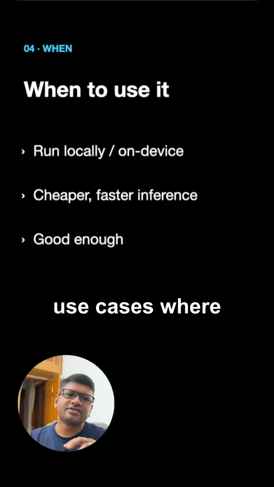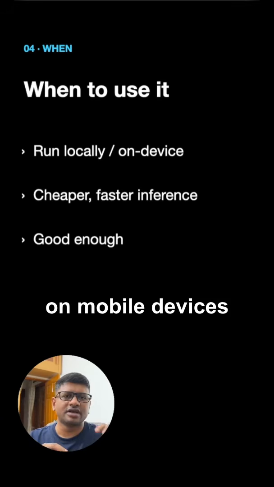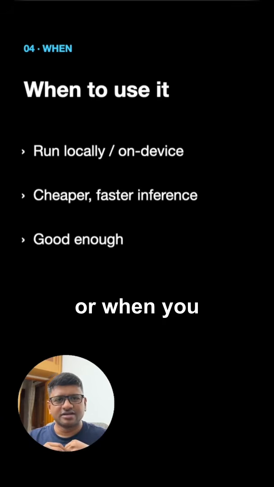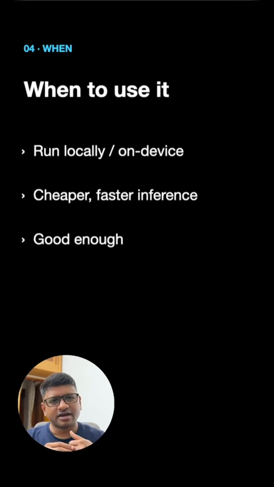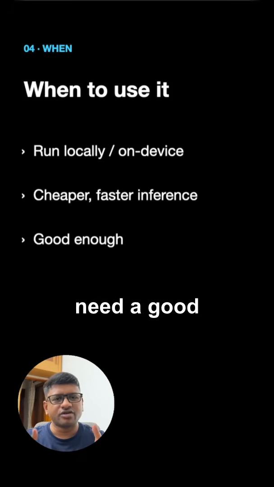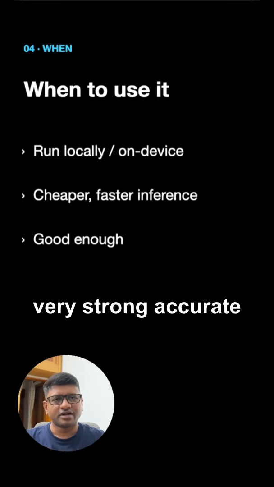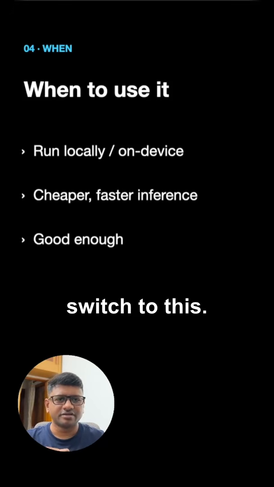There are some use cases where this is really helpful. For example, if you want to run it on mobile devices, or when you want cheaper, faster inference, or offline, when you just need a good enough model and you don't need a very strong, accurate model, you can switch to this.